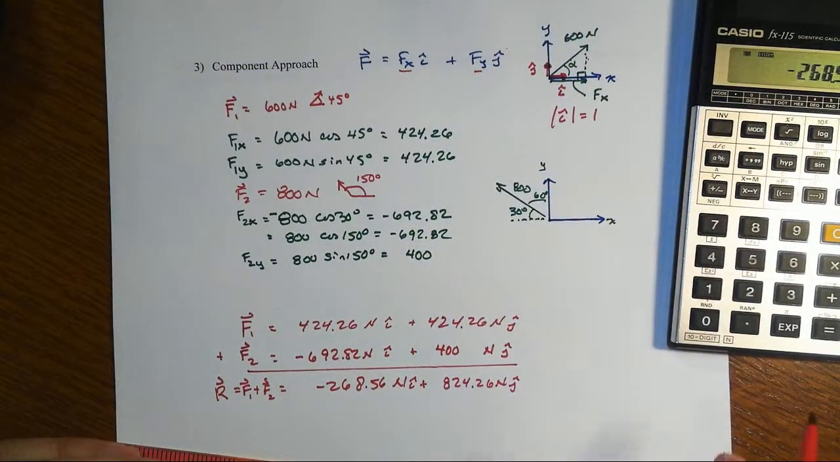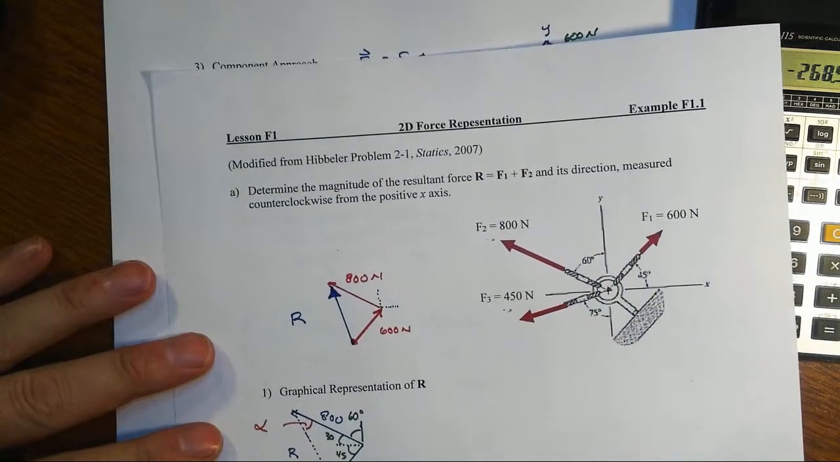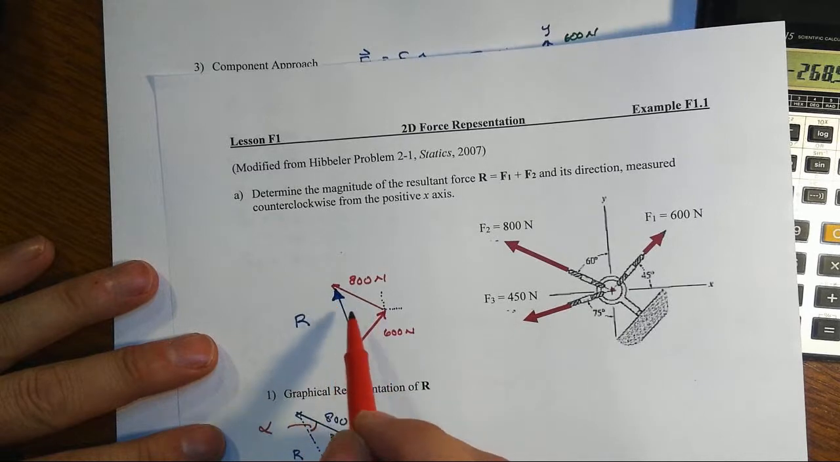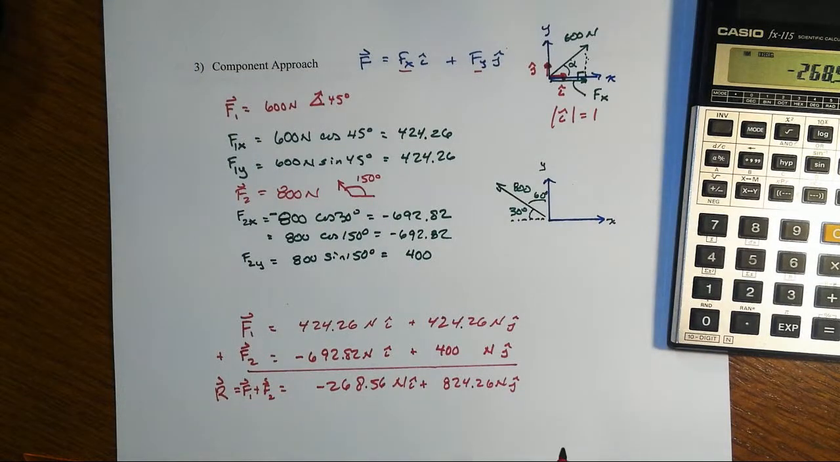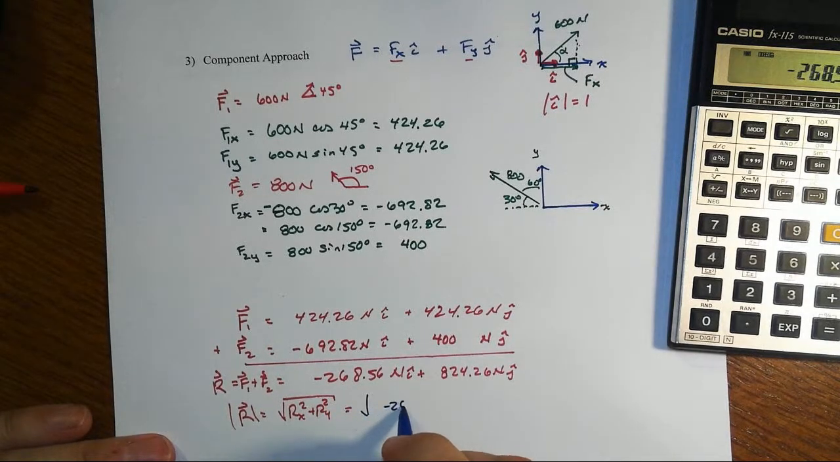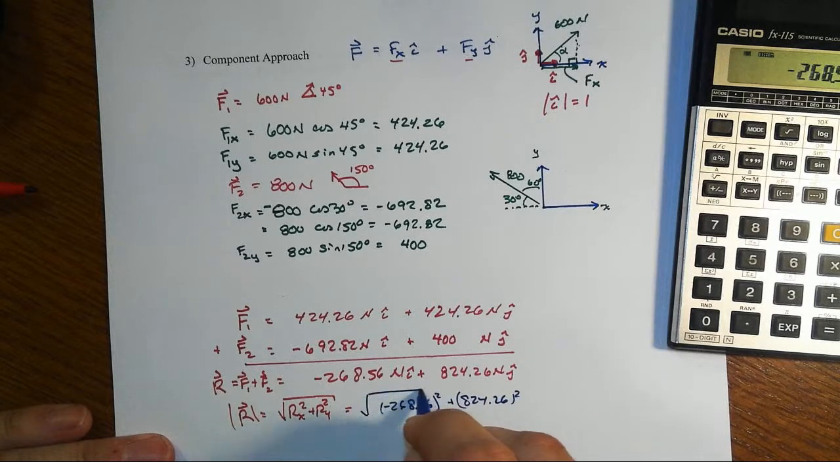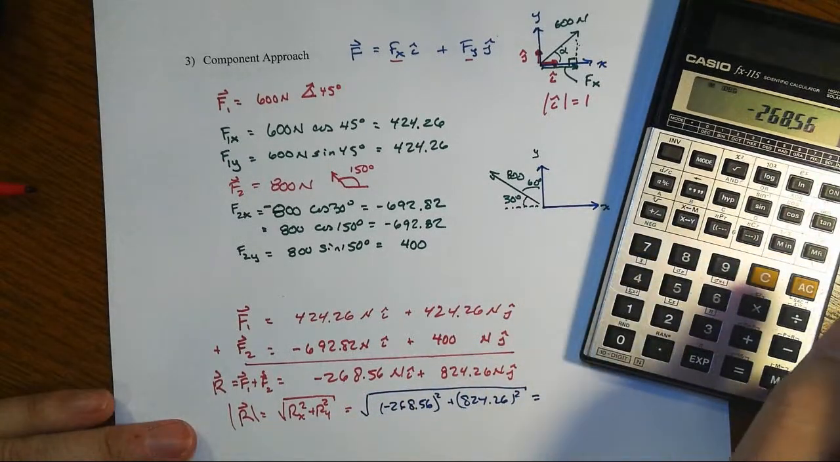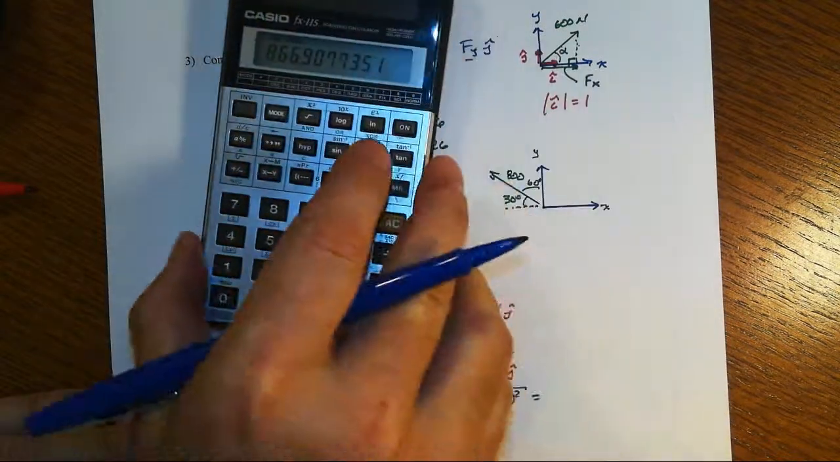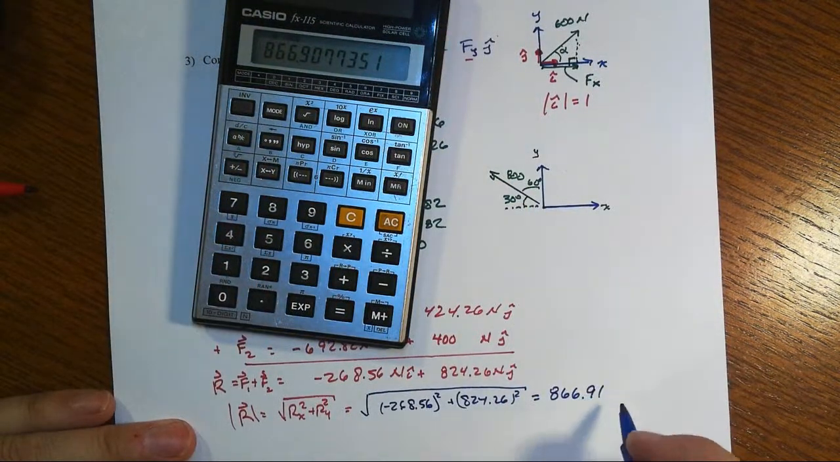Right, that would be the vectorial representation of this thing. The y had two contributions going in the same direction, but the x had one going to the right and one going to the left. There was a net that was much smaller. It looks like the net is slightly going to the left. The magnitude of R is then the square root of the sum of the squares, so Rx squared plus Ry squared. That would be the square root of minus 268.56 quantity squared plus 824.26 quantity squared. It's the hypotenuse of the triangle formed by those two. Taking the square root, once again we get 866.91, just like we had before.